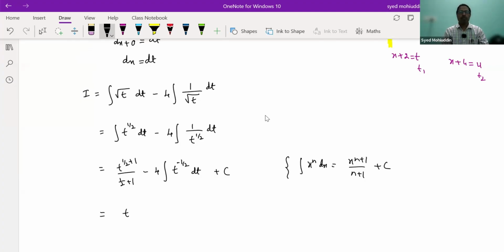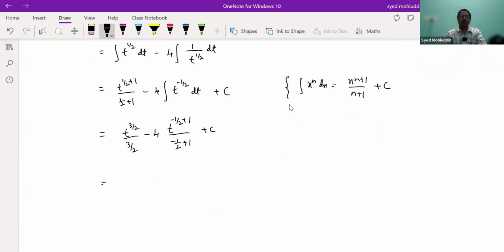Therefore, t to the power of half plus 1 will give you 3 by 2, divided by 3 by 2, minus 4 times. Once again, you can use the same formula whether the power n is positive or negative. I'll be using the same formula. Here the power of t, n, is minus half, so it is n plus 1 divided by n plus 1, plus the constant c. Further, if you simplify, 3 by 2 in the denominator becomes 2 by 3 in the numerator. And the value of t that I have taken is x plus 4.